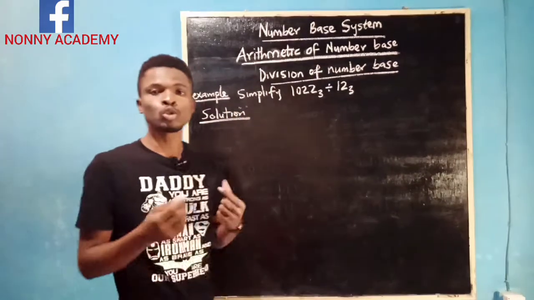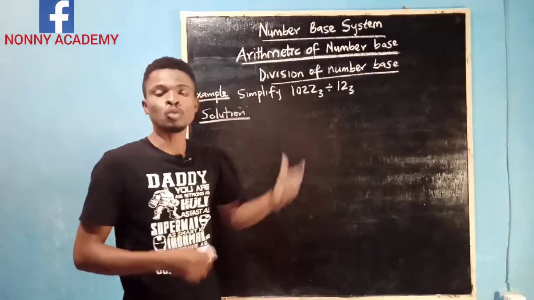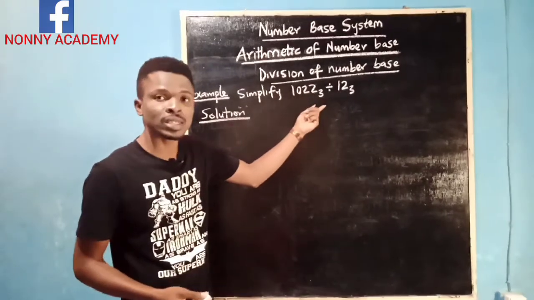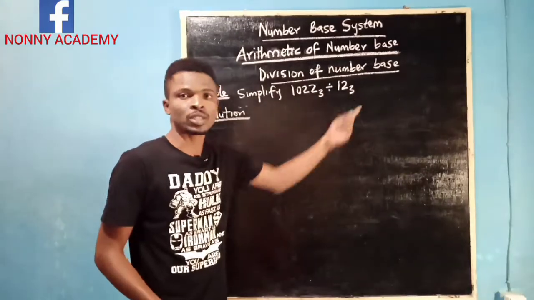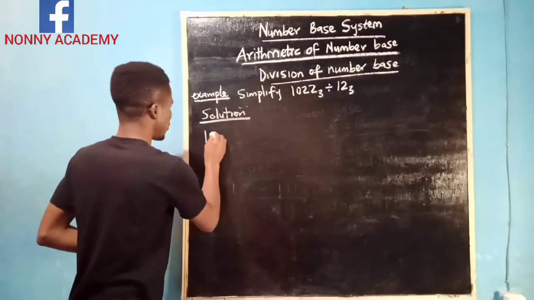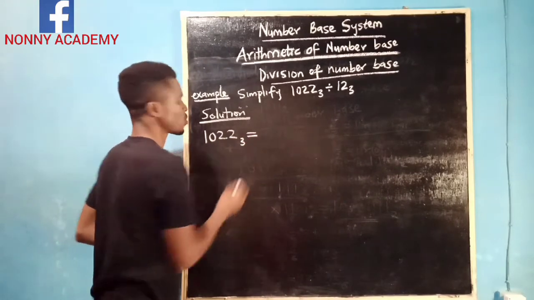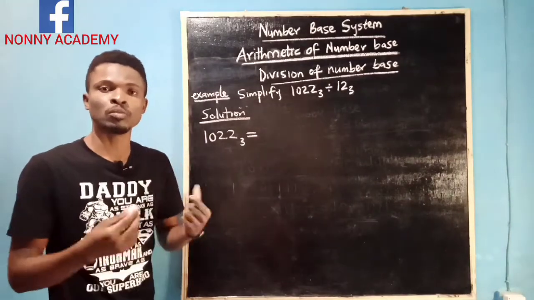The first thing I need to do is to convert these two number bases to base 10. I will convert 1022 from base 3 to base 10. And I will convert 12 from base 3 to base 10. Now let's see this. 1022 base 3. Converting this to base 10, I will use the successive multiplication method.